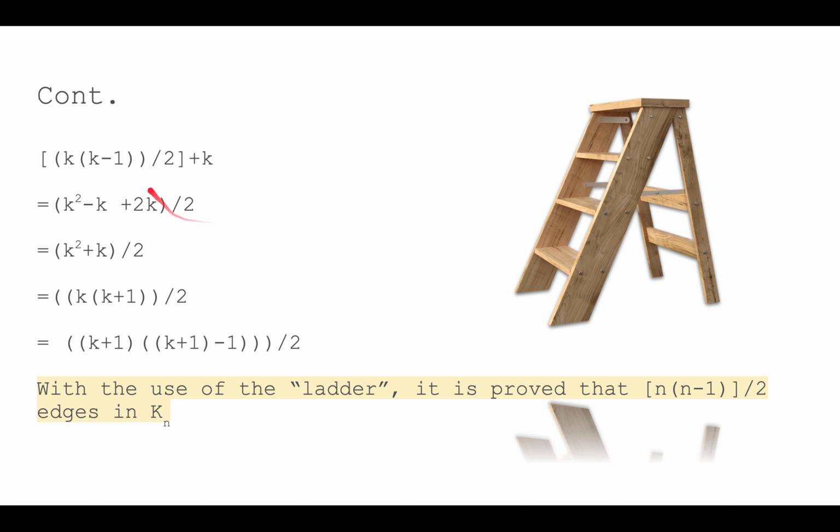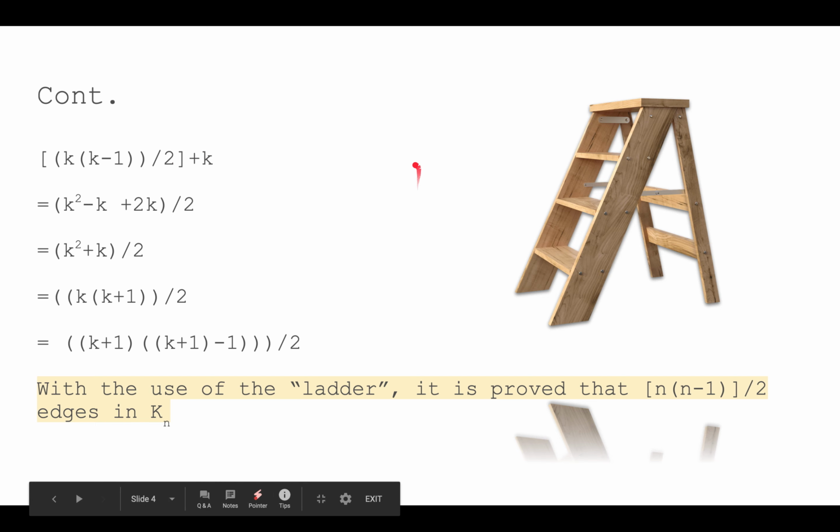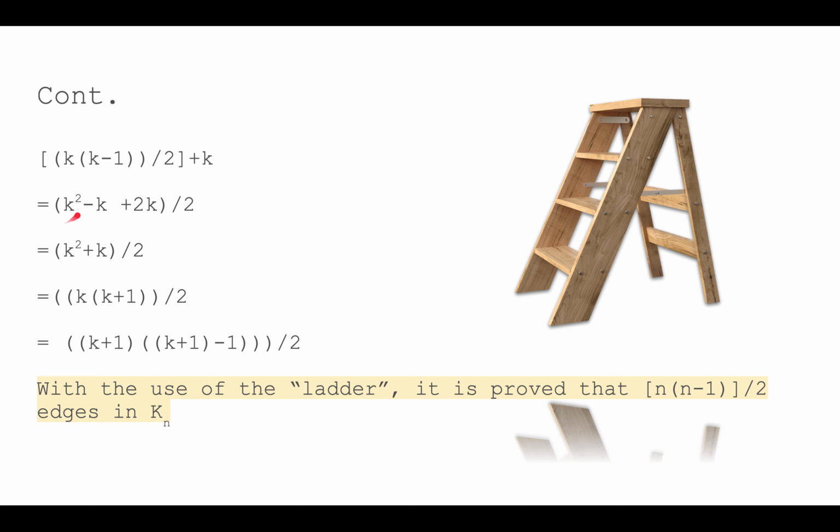So we have, and this would also all be set up as fractions, but like I said, that's a lot of work, k times (k minus 1) over 2 plus k, which also equals (k squared minus k plus 2k) divided by 2, which then equals (k squared plus k) divided by 2.